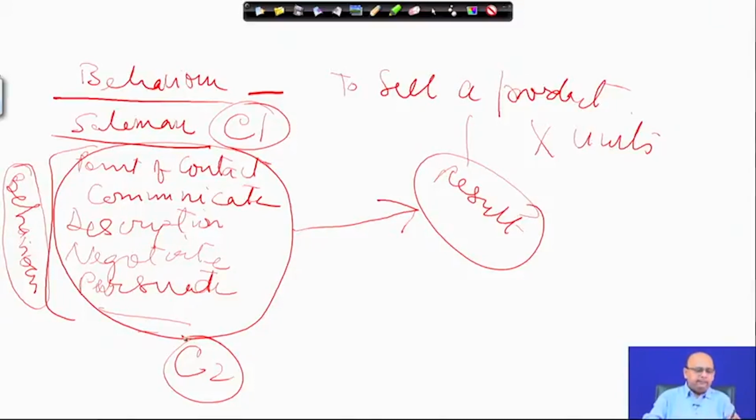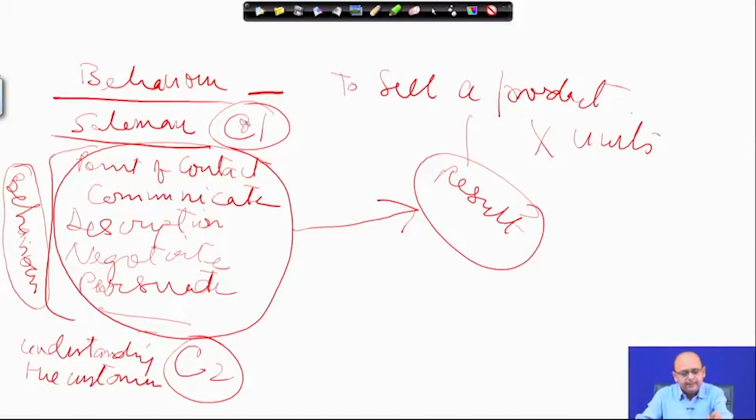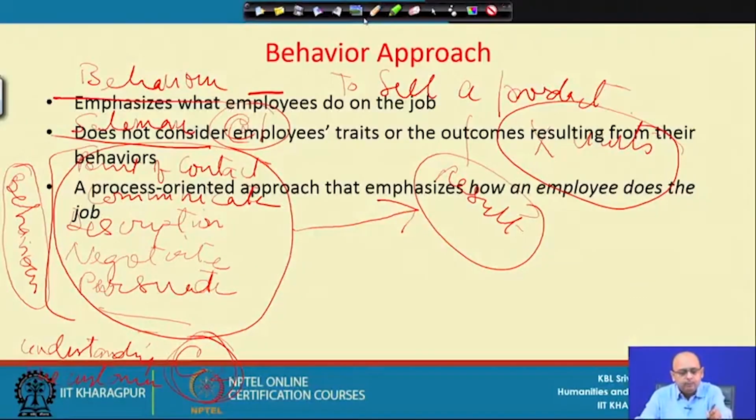So, another important behavior is understanding the customers in terms of their needs and requirements. So, depending upon customer 1's needs you are going to sell one product, depending upon customer 2's needs and requirements you are going to sell another product, right. So, ultimately the number of units that you are going to sell will be the result, and all this is going to be part of your behavior. Say, let us look at another example.